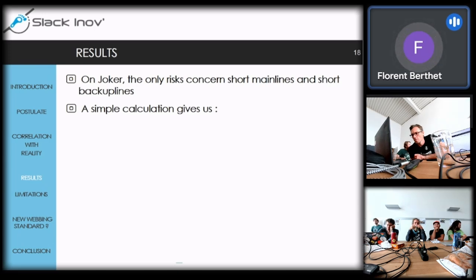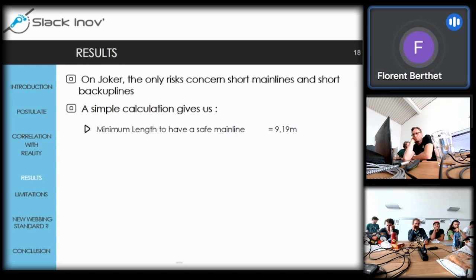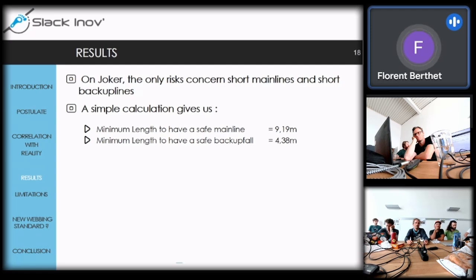If we want to calculate the limit of the dangerous zone, we can make the energetic calculation, which is really easy. It's a simple multiplication. We are able to determine that if you use a Joker line, the minimum length of your setup to be safe should be 9 meters long for the main line, so if you want to have a safe leash fall. If you want to have a safe backup fall, the minimum length should be 4 meters long.